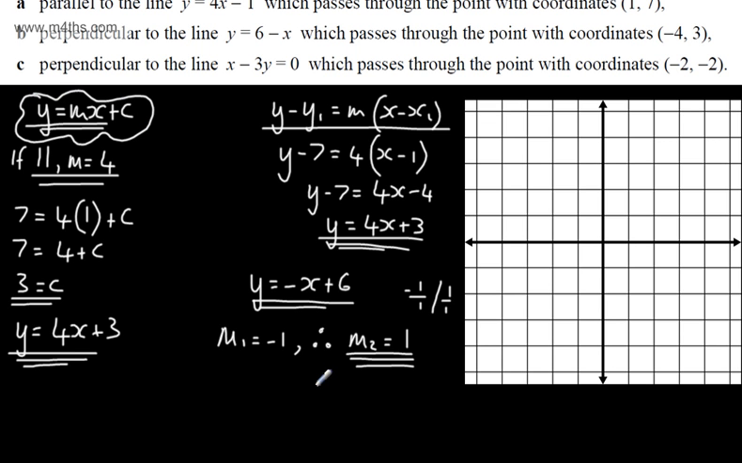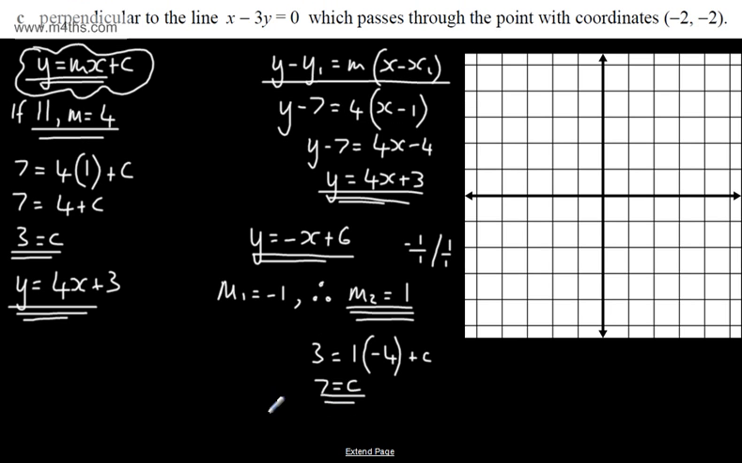So we're going to have now on here 3 will be equal to m, which is the gradient, multiplied by the x-coordinate, which is -4, plus c. This is going to give me -4 plus c is equal to 3, so we can see that c is 7. If I put that back together, we can say now that y is going to be equal to mx, which is just going to be 1x, plus 7. And that is the line perpendicular to it.